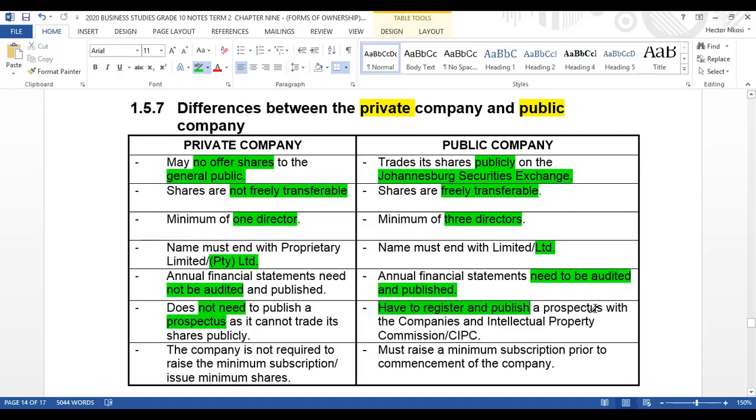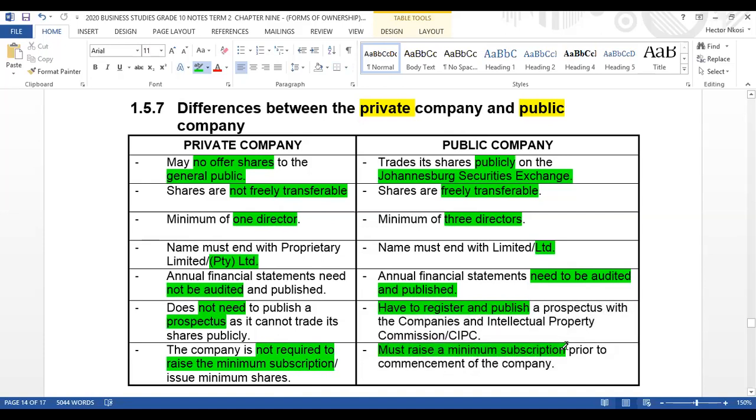So here you have to register and publish a prospectus. Who are you going to register your prospectus with? With this professional body. So your Intellectual Property Commission, it's basically a professional body for companies. Now, another thing, boys and girls, the last thing: the company is not required to raise a minimum subscription or issue minimum shares. Here, you must raise a minimum subscription prior to the commencement of the company, right? So here, it is not required. Here, it's a must to raise the minimum subscription.